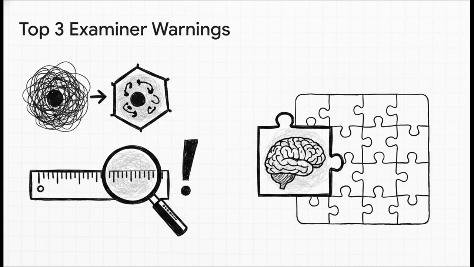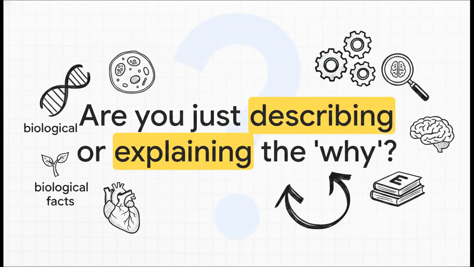And number 3, context neglect. Please do not just regurgitate memorized facts. You have to tie your biological reasoning directly to the specific scenario or the data provided in the prompt. I want to leave you with this final, genuinely critical question to ask yourself every single time you put pen to paper. Are you simply describing biological facts, or are you actually explaining the why with evidence-based reasoning?